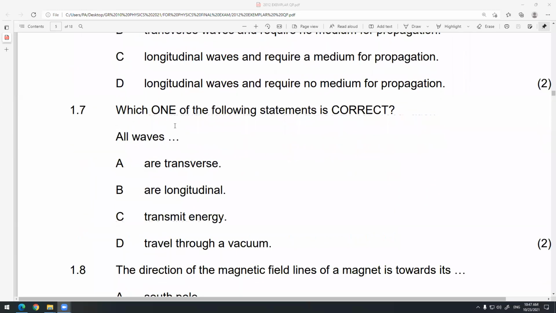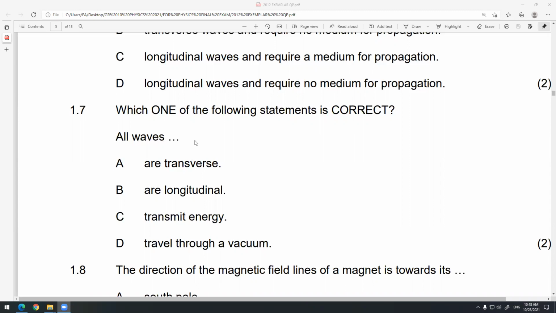Next question 1.7. Which one of the following statements is correct? Sorry, we are going to try now. Let's wait a few seconds. Let's give you time to stop the video so you can try first. Which one of the following statements is correct? All waves are transverse, all waves are longitudinal, all waves transmit energy, all waves travel through a vacuum, so it means they don't need particles. Let's see.